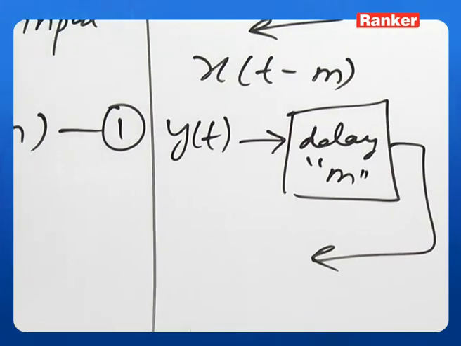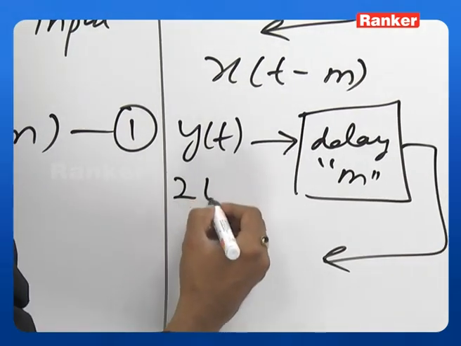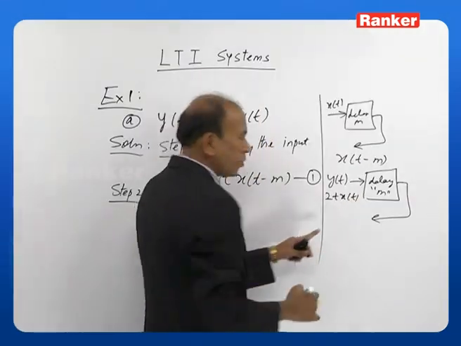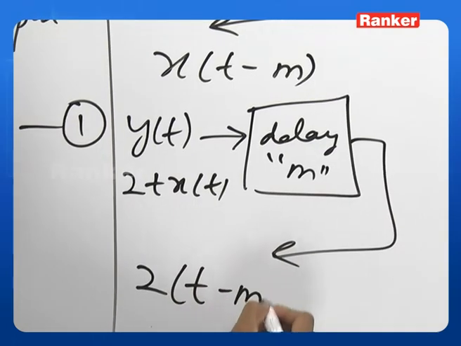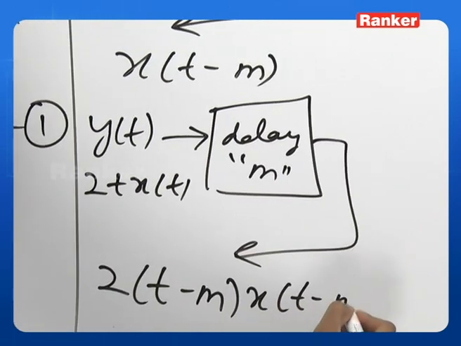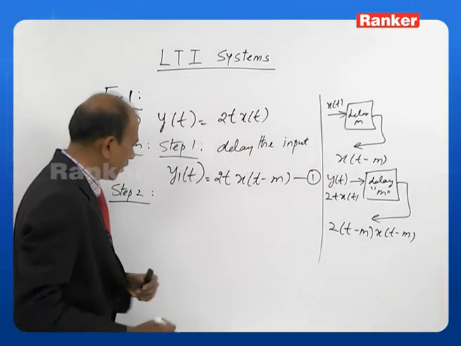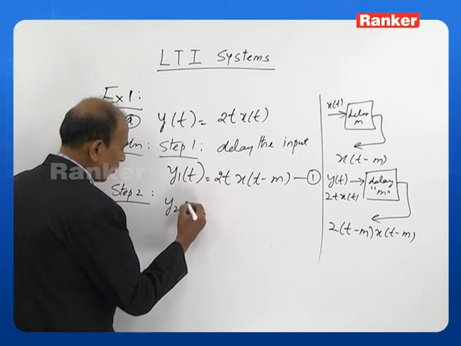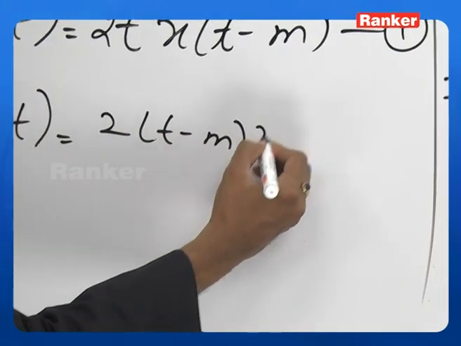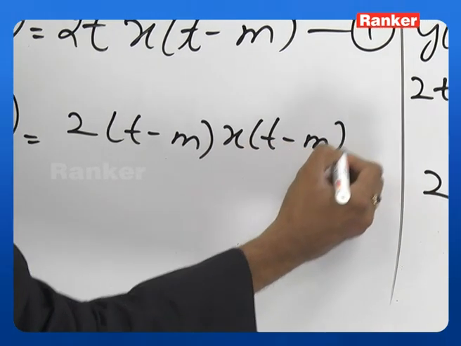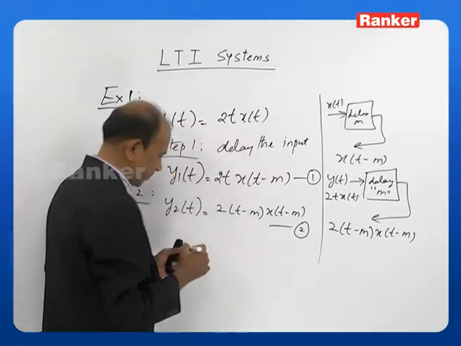So, this is y of t. What is y of t for us? y of t in effect is 2t x of t. So, what is the output? The output will be 2 of t minus m, x of t minus m. So, let us write down here. What is my y2 of t here? 2 of t minus m, x of t minus m. This is my second equation.